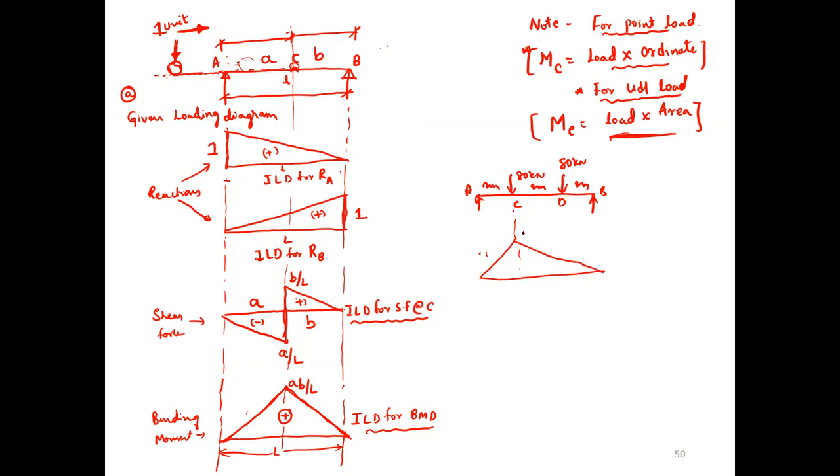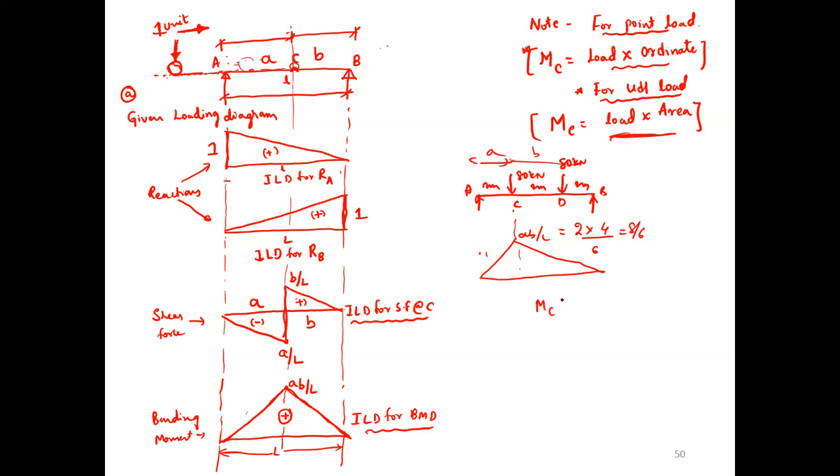Triangle. Just write it down, don't worry. AB/L. Here this is A, this is B. What is A value? 2. What is B value? 4. What is total L? 6. So 8/6, done. 4/3. Okay, whatever it may be.